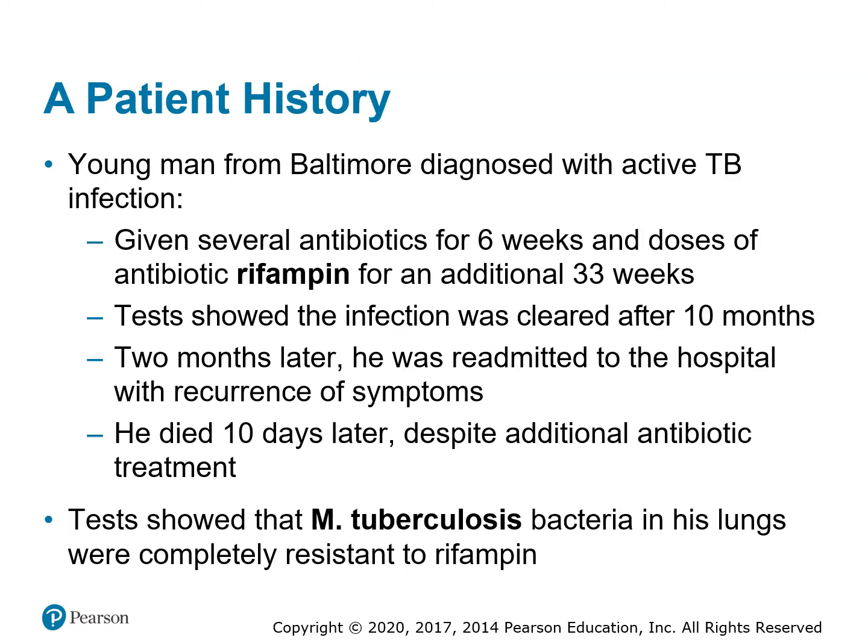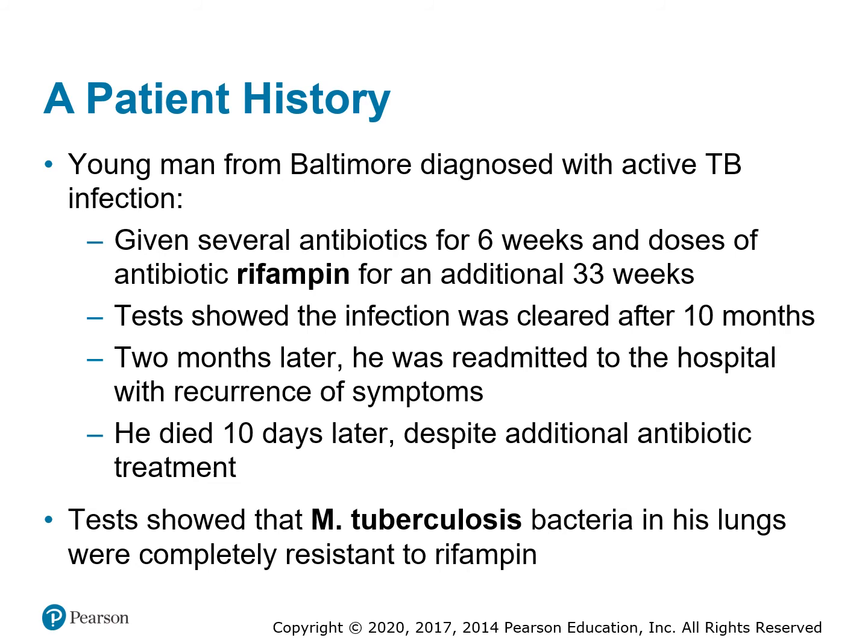There was a young man from Baltimore who was diagnosed with TB, so they took him to the hospital. They gave him antibiotics for 6 weeks, and then an antibiotic known as rifampin for an additional 33 weeks, and he was cleared for maybe 10 months after the initial infection. However, 2 months later, he started seeing some symptoms and was readmitted to the hospital. 10 days after that second admission, he died despite all of his antibiotic treatments.